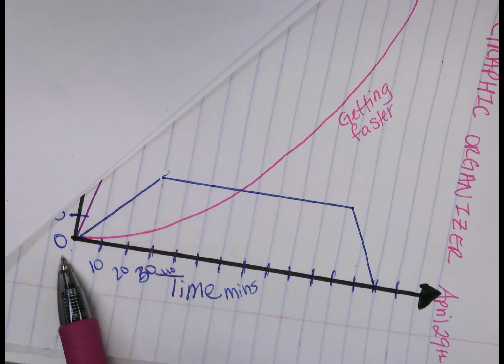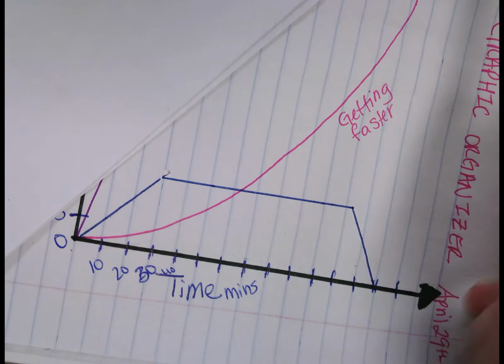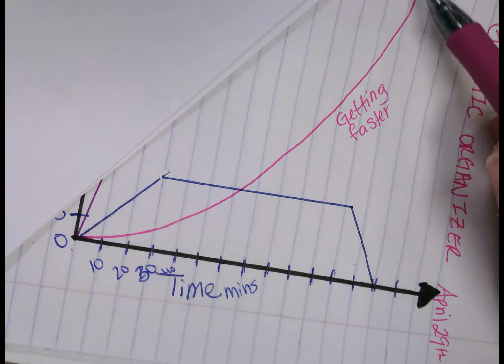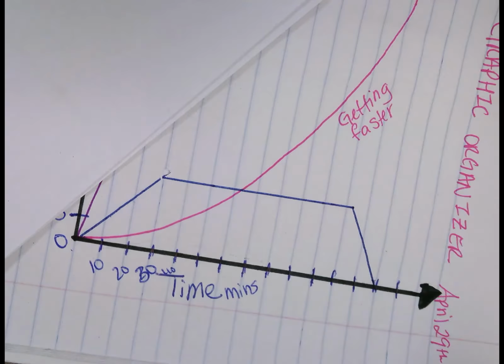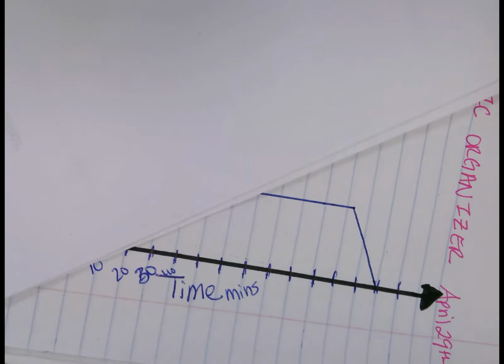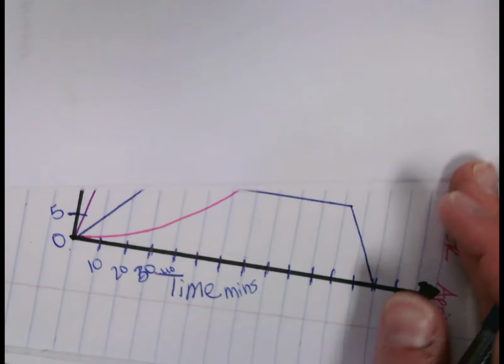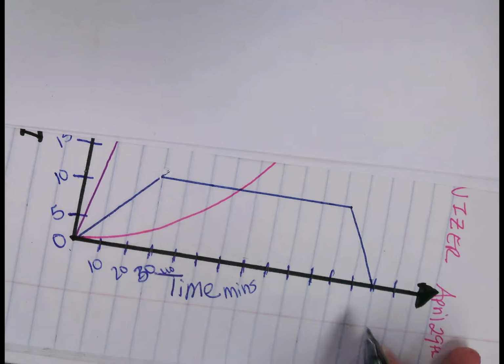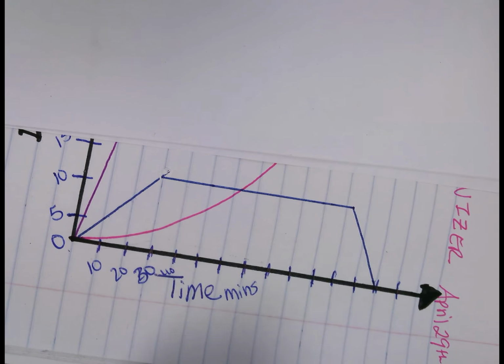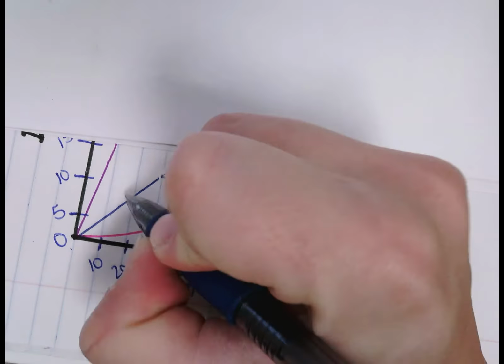If it was a steady stream, it would be a straight line. But since it's curving, it's getting faster. It's accelerating. It's changing its speed. It's increasing its speed. And I'll add a little bit more information to that. Looking at our blue one now, our last one, our little half of a hexagon, this is a steady speed right here.